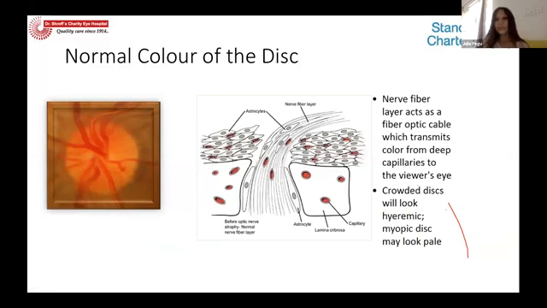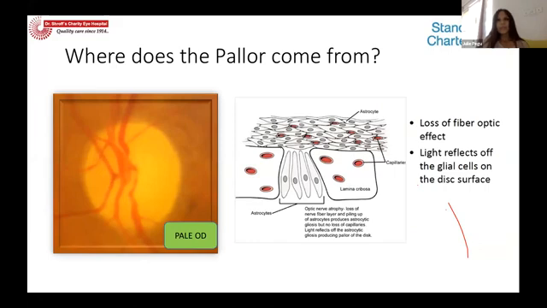Now coming to non-glaucomatous optic atrophy, you may ask what is the normal color of the disc. The normal color of the disc is usually a salmon pink, and it appears like that because the nerve fiber layer acts as a fiber optic cable which transmits the color from the deep capillaries to the viewer's eye. So a crowded optic disc will look more hyperemic than a myopic disc, which may look pale. So where does the pallor come from?